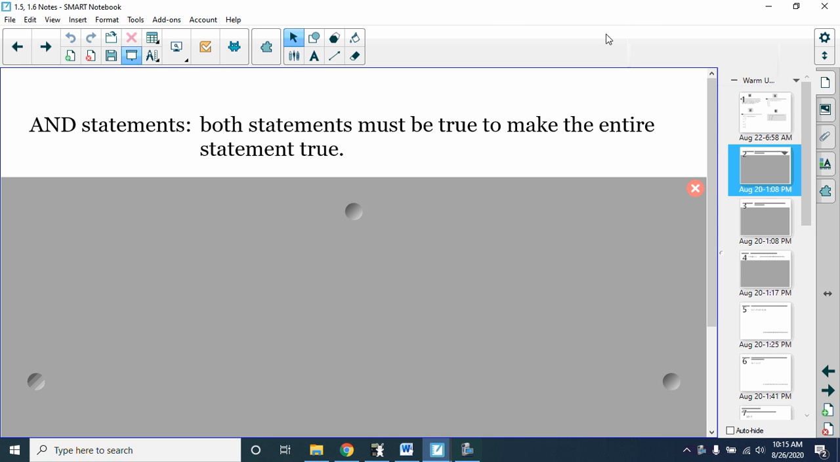This is a short version of the notes from sections 1.5 and 1.6. 1.5 was on inequalities. We're talking about compound inequalities. Main thing here, for an and statement to be true, both of these statements must be true. If we are graphing an and statement, we are going to shade the overlap.